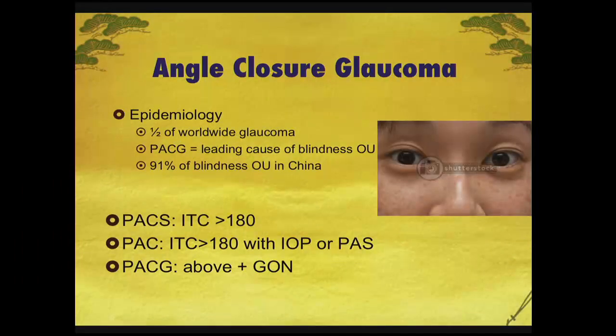This is responsible for half of worldwide glaucoma. It's the leading cause of blindness in China. The international group actually came up with a new classification system, shown on the bottom of this slide. So a primary angle closure suspect is someone who has iridotrabecular contact over 180 degrees of the angle. Primary angle closure is having elevated pressure or synechiae with this contact, and then primary angle closure glaucoma is having the above plus optic nerve damage.